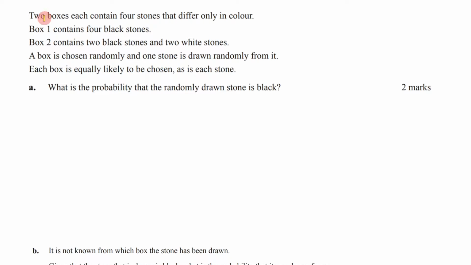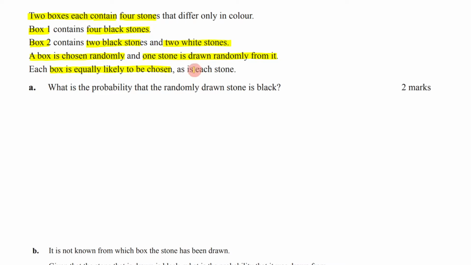Let's read this question before us. Two boxes each contain 4 stones that differ only in color. Box 1 contains 4 black stones. Box 2 contains 2 black stones and 2 white stones. A box is chosen randomly, and 1 stone is drawn randomly from it. Each box is equally likely to be chosen, as is each stone.